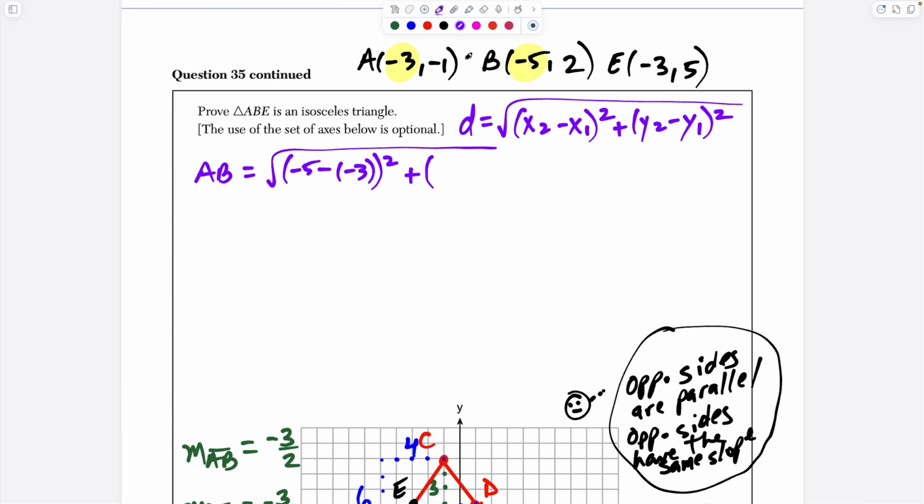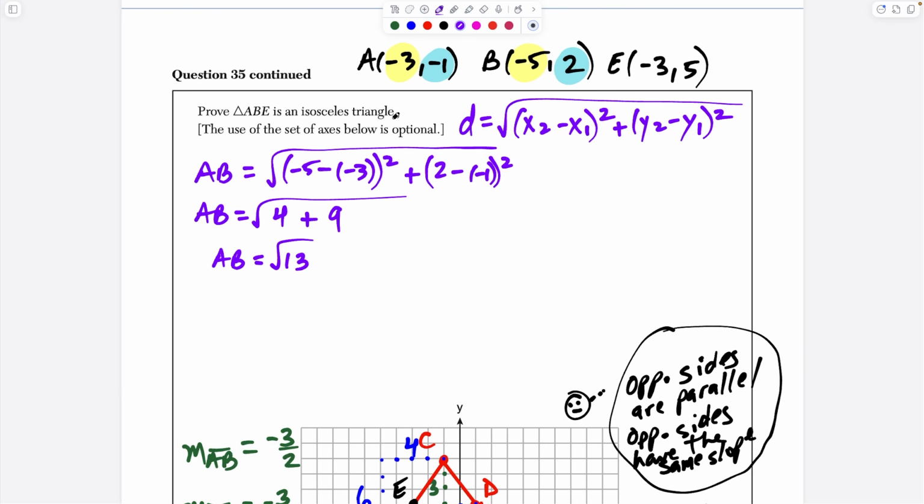And then plus, now we do the difference of the y values. So we would do here 2 minus -1. If I start off by writing -5 first, then I should start off by writing the 2 here, so I would start with this y value. So we have 2 minus -1 squared. So from here, we just simplify. We have -5 minus -3 is -2, and -2 squared gives us 4. And then plus, this would give us 2 plus 1 on the inside, so we have 3 squared is 9, and this tells us then that AB is equal to square root of 13.